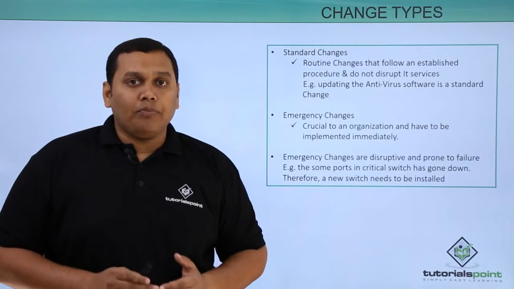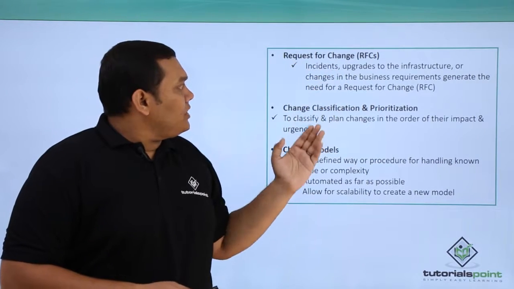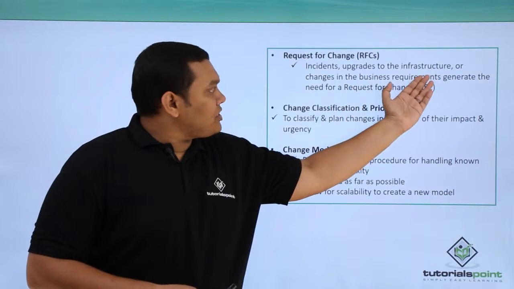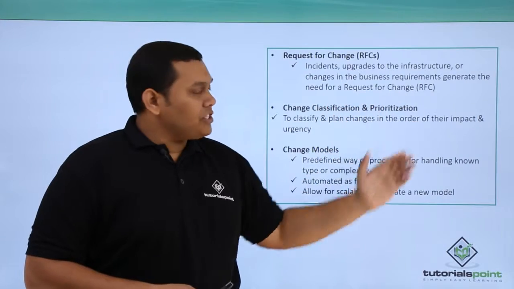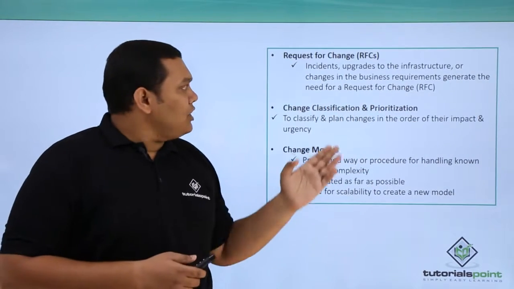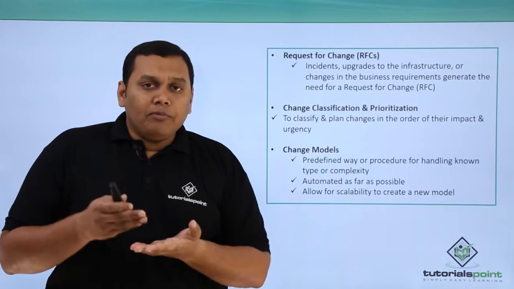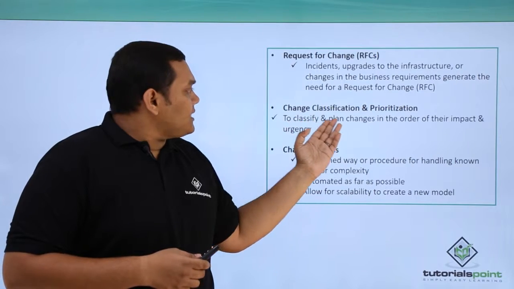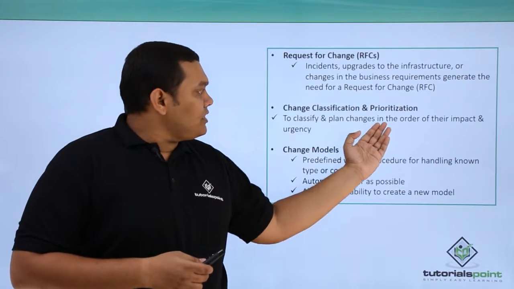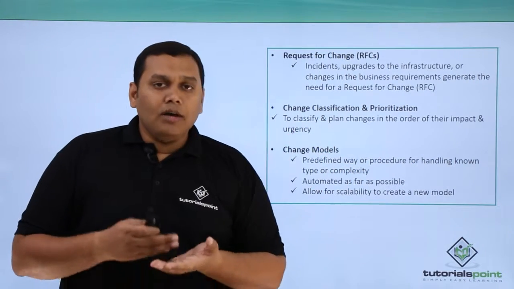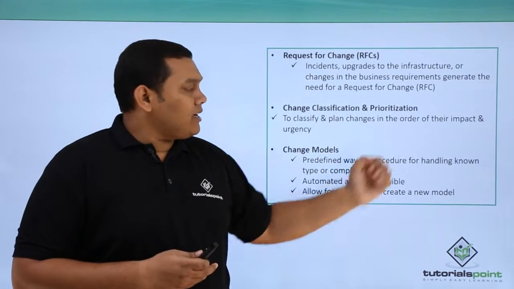So, coming to the next topic, RFC. What is RFC? It means request for change. That means incidents, upgrades to an infrastructure or changes in the business requirements generate the need for a request for change. So, we raise a request for change to upgrade the infrastructure or to handle changes to the business requirements, and we implement this RFC. Coming to change classification and prioritization. What exactly does this mean? To classify and plan changes in the order of their impact and urgency. So, based on impact and urgency, we classify them and we plan for the changes based on the prioritization.